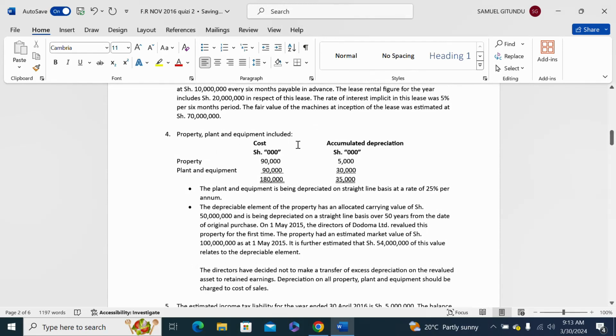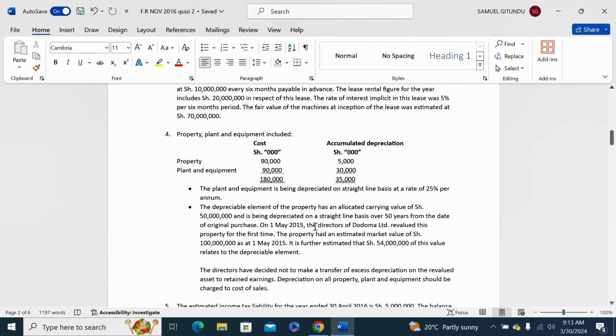Property, plant and equipment include property at cost of 90 million. Accumulated depreciation is 5 million. Plant and equipment 90 million. Accumulated depreciation 30 million. The plant and equipment is being depreciated on a straight line basis at a rate of 25% per annum. The depreciable element of property has an allocated carrying value of shillings 50 million.